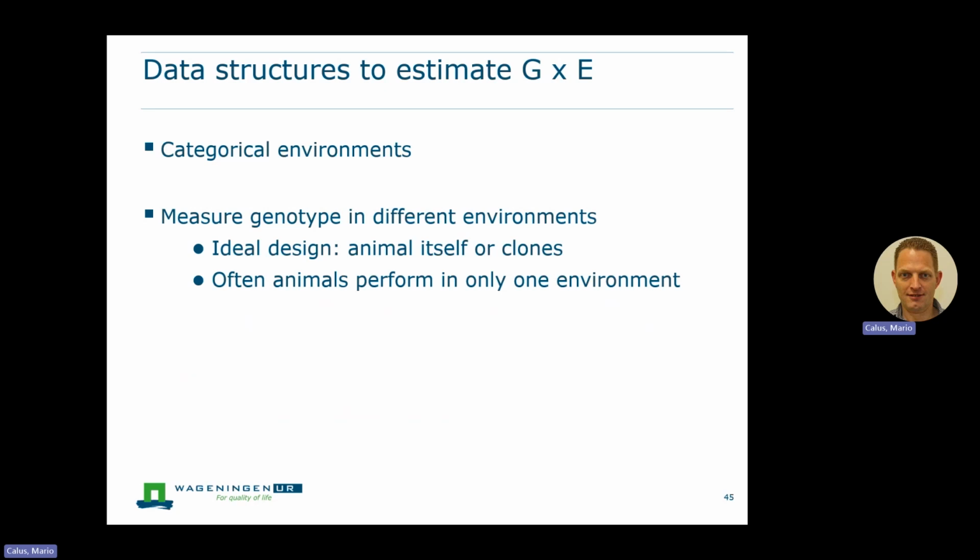That's perhaps still not ideal. It would be even better if you had clones of that same individual and put those in the different environments. But we simply don't have them, or, well, we're not allowed to create them for whatever reasons. So often the other restriction is that animals perform in only one environment. Moving animals from one environment to the other can be a hassle for whatever practical reasons or disease restrictions, stuff like this.